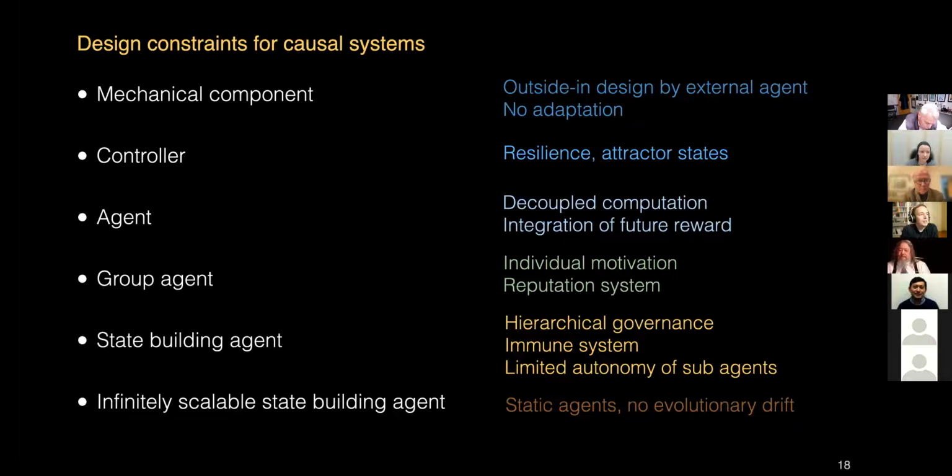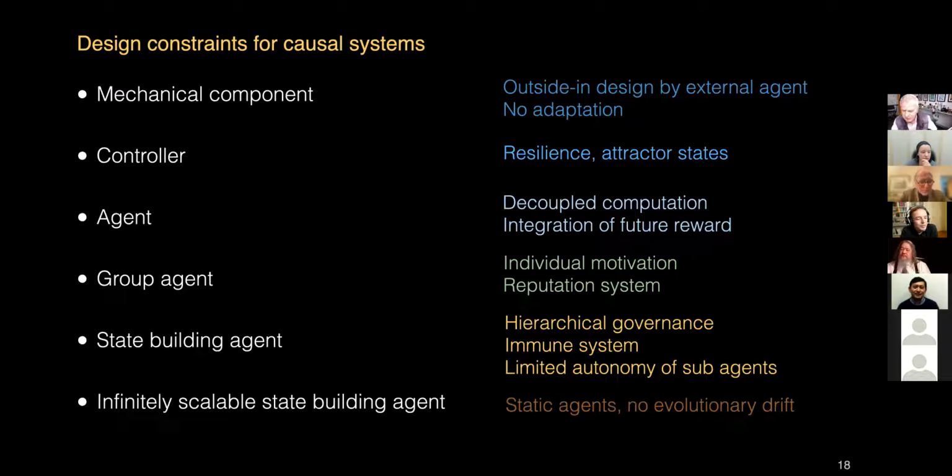And if you look at the design constraints for such systems, the mechanical component needs to have an outside-in design by some external agent. So it is not going to exist by itself, and it's not able to adapt by itself. And when you build a controller, it gets resilience that can be larger than the mechanical component because it's able to adapt its states to slightly changing environmental circumstances and maintain an attractor state by itself via dynamic control. And if your controller is able to model the future via decoupled computation, then it's able to integrate future reward and is able to not just adapt itself to the environment, but it's also able to adapt the environment to itself.